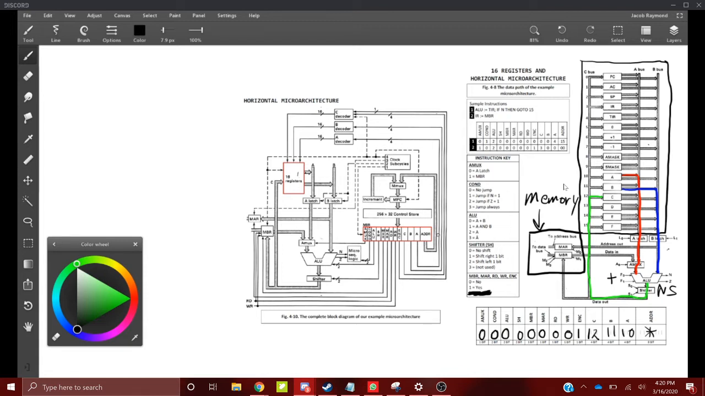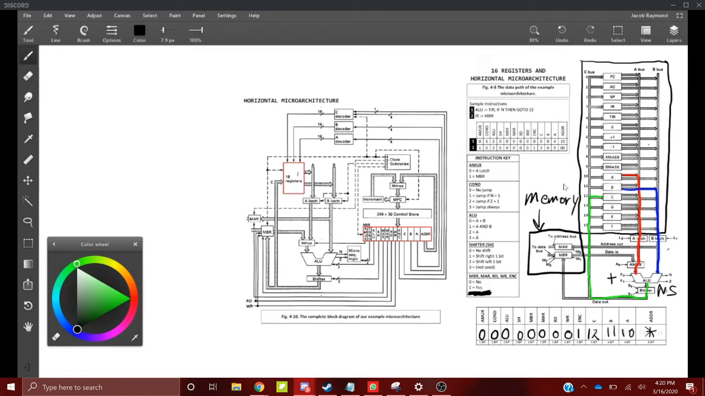Yeah. How do you know if N or Z is 1 in the condition? You don't. So at this point, N and Z are the same as the N and Z on the ALU that you made. So here, if the output of the ALU is negative, N will be 1. If the output of the ALU is 0, Z will be 1. Otherwise, they'll both be 0.